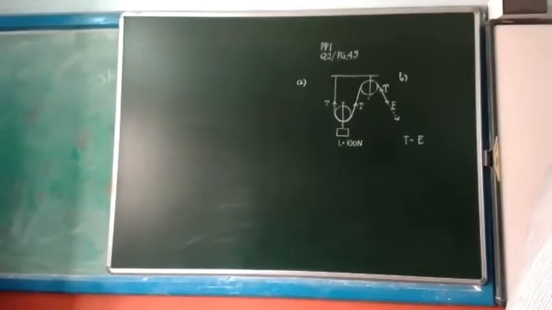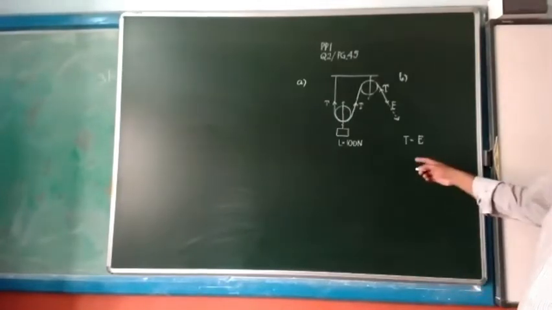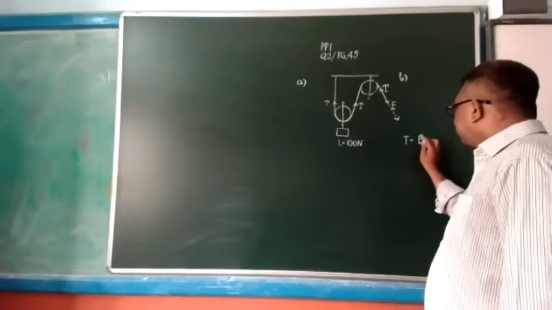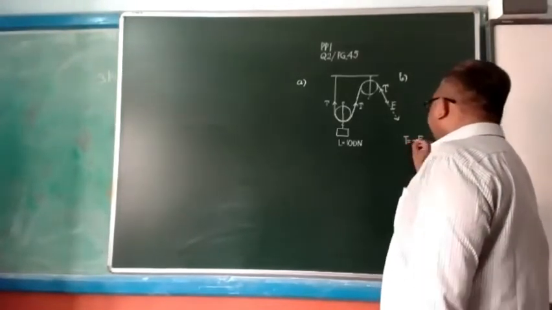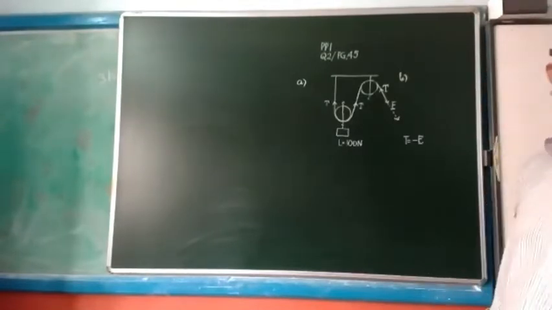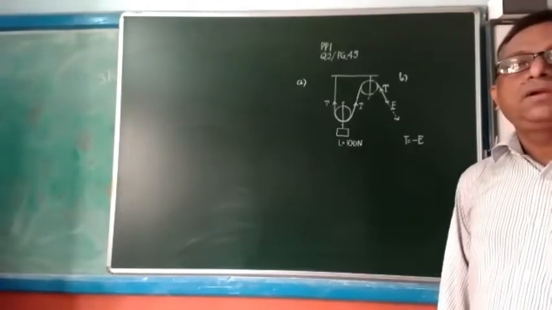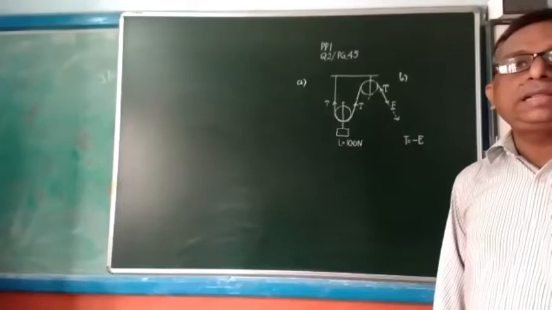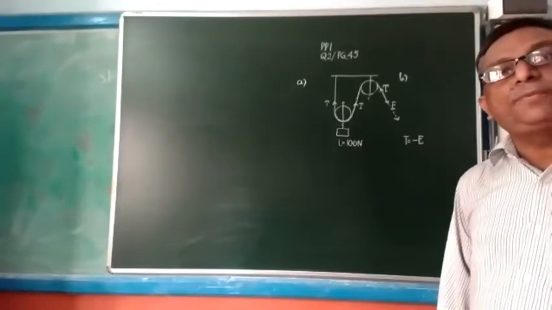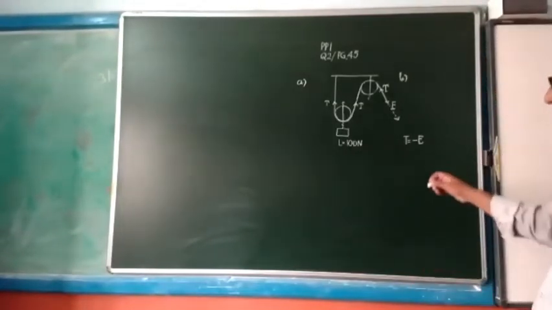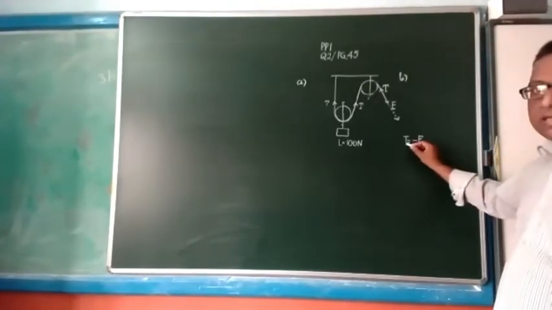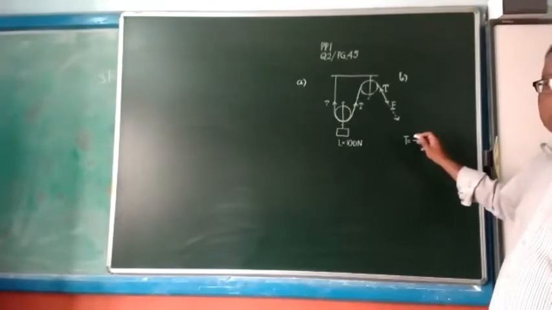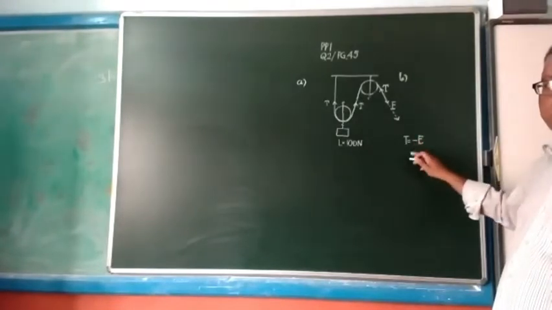What does it mean? That the magnitude of tension is equal to the magnitude of effort. And why is the minus sign imposed here? If I write T equals minus E, the minus sign is standing here to tell the direction of both the equal forces. Effort is applied in the downward direction, while tension is applied in the upward direction. That's why the minus sign is written.